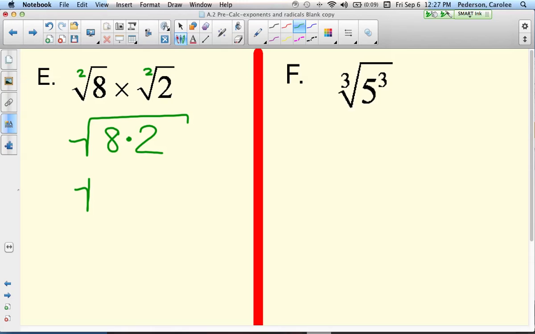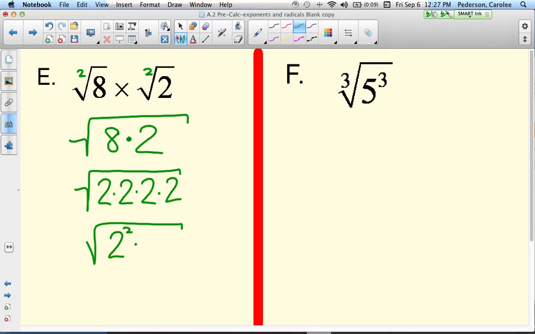I can break down 8 as 2 times 2 times 2, and then I still have this extra 2 here. Now, if you want to, you can combine them all together into 2 to the 4th, or 2 squared. The index is a 2, so when you have pairs, these are going to pop out. 2 times 2 is 4.